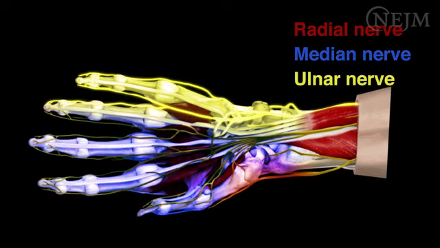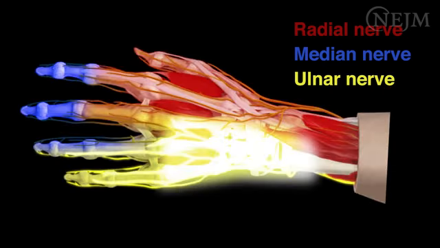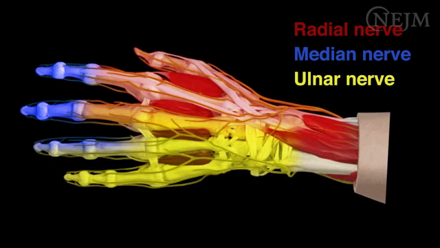The ulnar nerve is located medial to the ulnar artery at the wrist and provides sensation to the entire 5th digit, half of the 4th digit, and the medial aspect of the hand and wrist. The sensory distribution of the ulnar nerve is shown in yellow. These nerves can be blocked independently or in conjunction with one another as necessary to provide anesthesia to different parts of the hand.